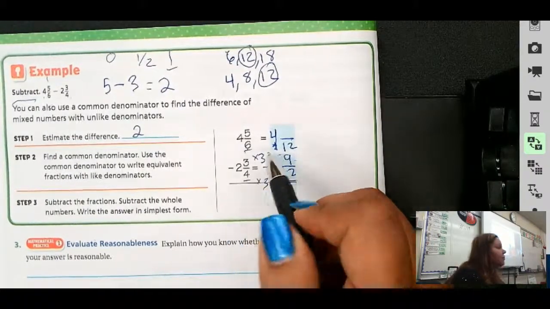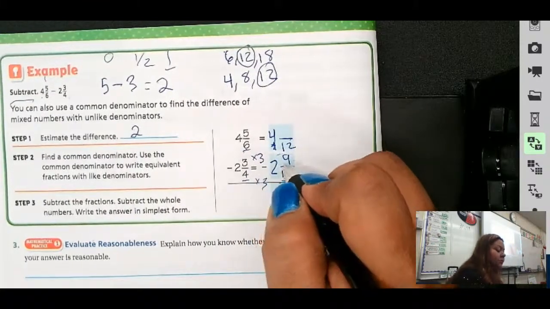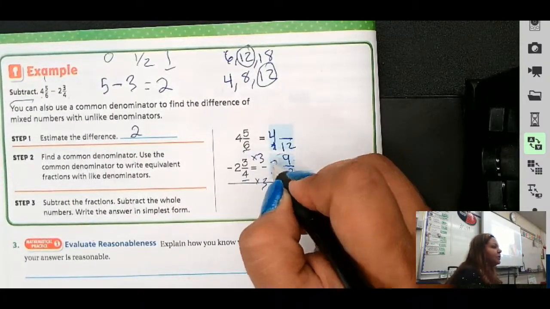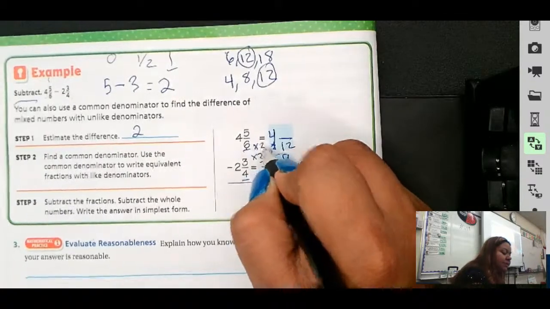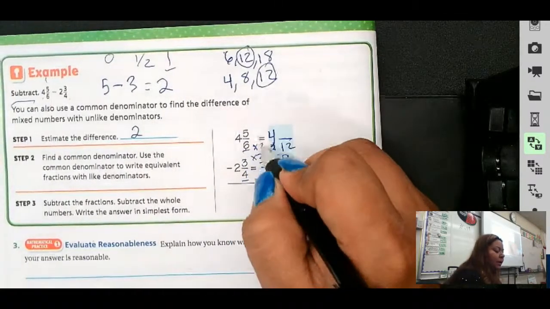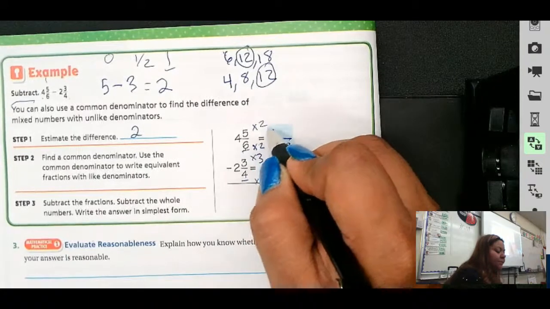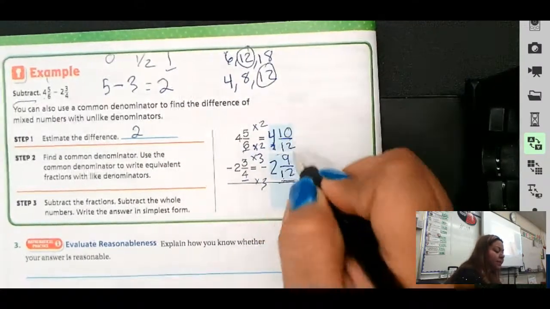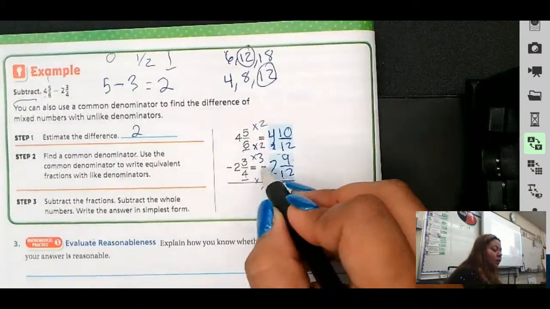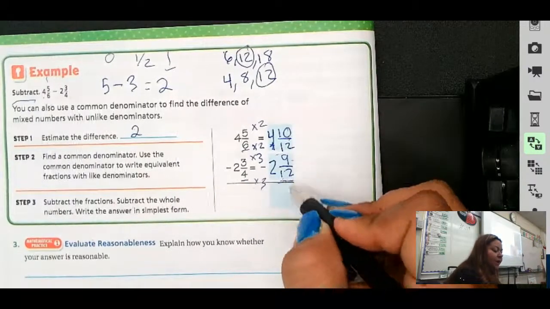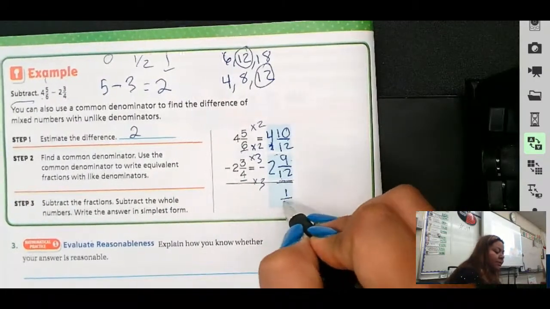6 times what number equals 12? 6 times 4? No, 2. 6 times 2 equals 12. And you do that to the top. 5 times 2 equals 10. So now I subtract. 10 minus 9 equals? 1. And I keep the same denominator.